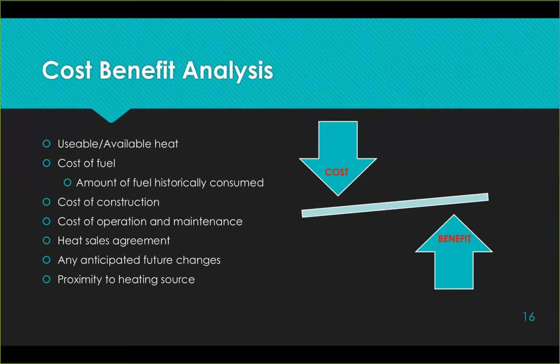So what are some of the things we need to consider when we do a cost-benefit analysis? Well, we might look at usable and available heat, the cost of fuel in the community, the amount of fuel historically consumed. It's also important to consider what the fuel trend is. Are we getting more expensive, less expensive? Typically, fuel's just growing in cost anyway. And including the logistics of fuel. How is it getting to your community? How does it get there? How often is it delivered?